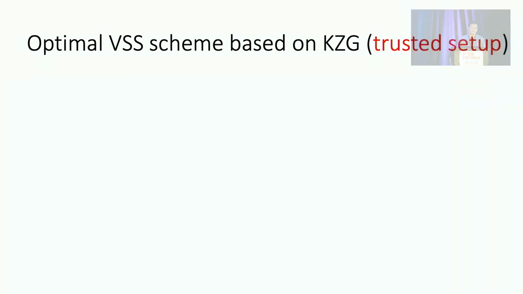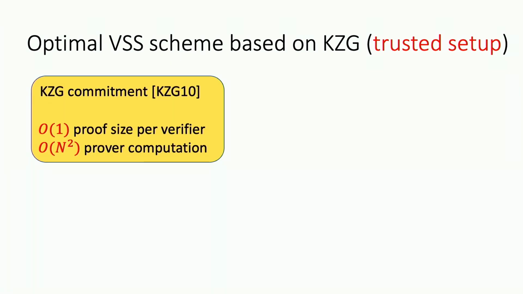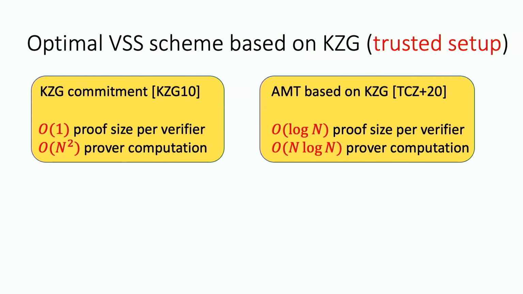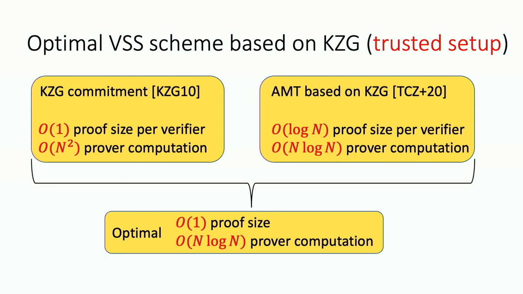And additionally, we also have a contribution on an optimal VSS scheme based on the KZG. And the KZG needs a trusted setup. So in the original VSS scheme using KZG commitment, the prover computation is n squared, and the proof size per verifier is constant. And later on, in the following work of Elaine and her co-authors, they improve the prover computation to n log n, but it brings an overhead of log n for the proof size per verifier. And in our work, we aggregate these two results together, so we can have an optimal VSS scheme based on KZG, which has constant proof size as well as n log n prover computation at the same time.